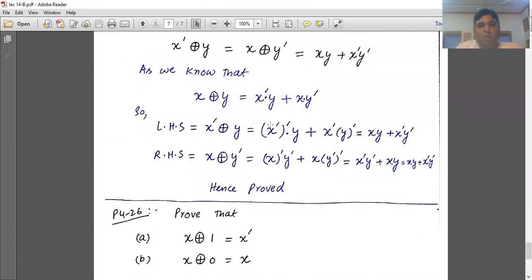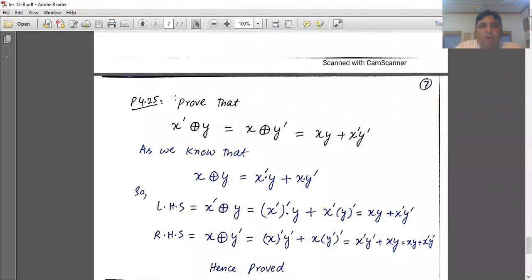Okay, next problem 4.25. It says prove that x bar exclusive or y is equal to x exclusive or y bar, and both of them are equal to xy plus x bar y bar. So first of all, we know that x exclusive or y has a general formula, or you can say a theorem, that x exclusive or y is equal to x bar y or x y bar. So this is a general formula which we will use in this proof.